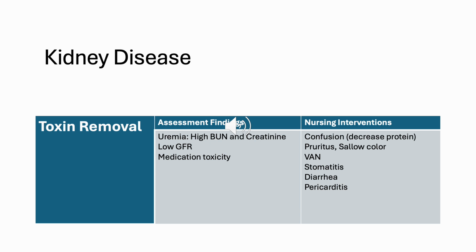T stands for toxin removal. So our kidneys help us get rid of urea and creatinine in our body. It helps us get rid of medication, right? They're eliminated by the kidneys. So people that have kidney disease are going to have high BUN and creatinines, which is going to cause uremia, which causes confusion. So we decrease protein in the diet to help with that.